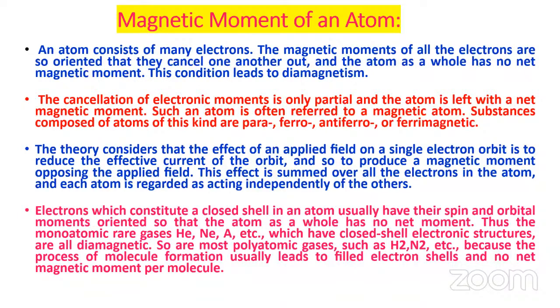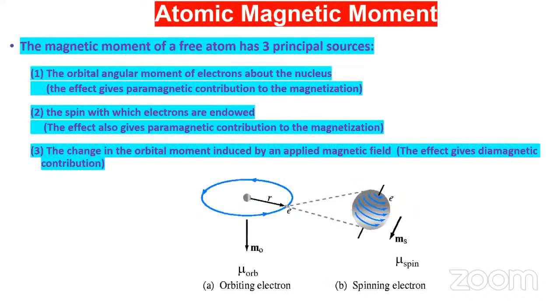Whether it has to behave as a paramagnetic or ferromagnetic depends on the kind of exchange interaction it has got. Again, I will not go into the details of this, but if somebody asks questions, I can discuss it in detail. So these are the contributions to the magnetic moment of an atom.